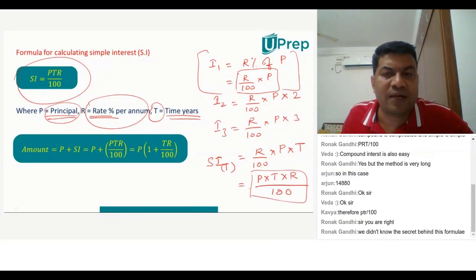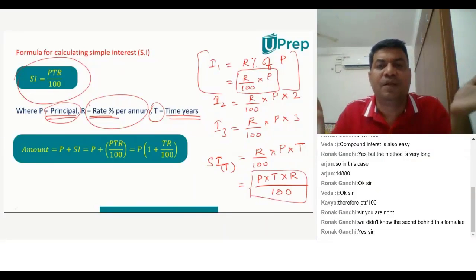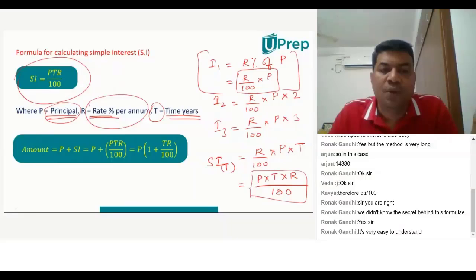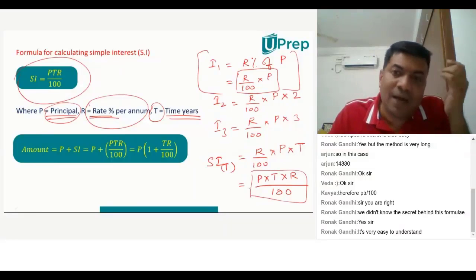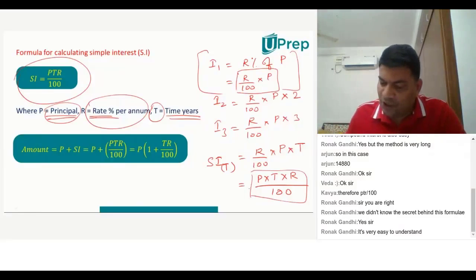I hope everyone understands this now. Yeah, absolutely. It's basically R% of principal multiplied with the number of years that gives you this formula PTR by 100. Wonderful, thanks, Ronak. Good. So that's your formula. Simple interest is nothing but PTR by 100, and that's how you look at it.